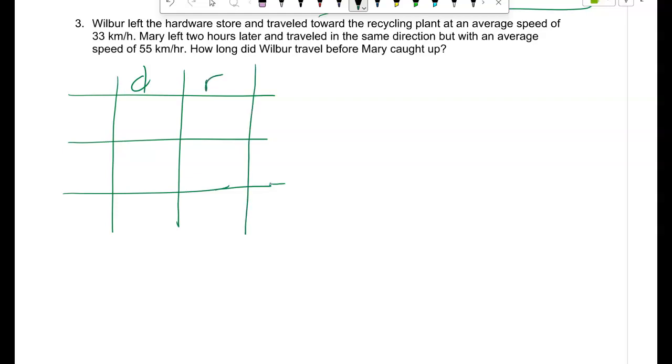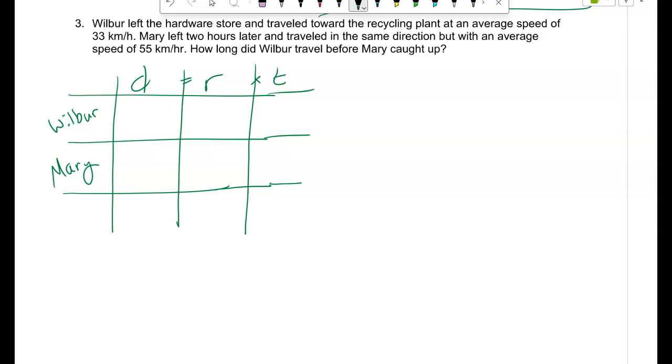So we have our values. We have our rows, and we know we have our distance row. We have our rate, and we have our time row. No big deal. And then where are going to be our two rows? One person is Wilbur. Who's the other one? Mary. Does it really matter which one goes on top, which one goes on bottom? No. As long as you have the two.